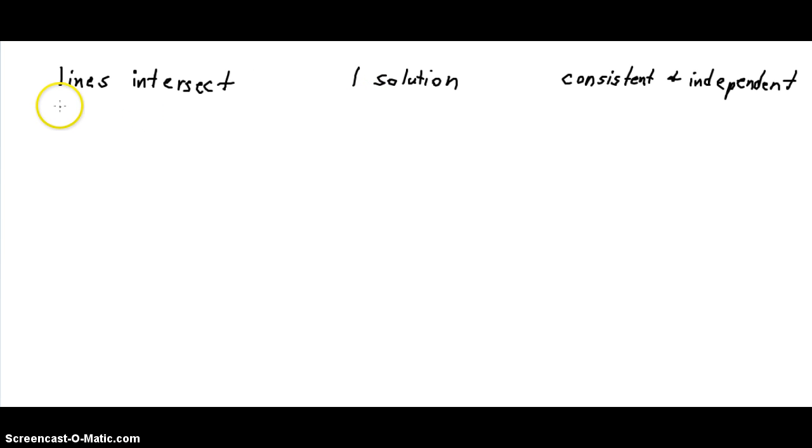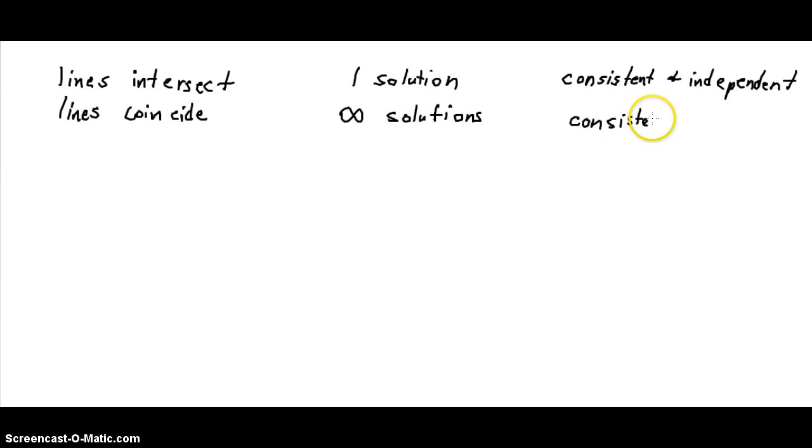If the lines coincide, in other words, that they're the same line, you're going to have infinite solutions. This symbol means infinity. So infinite solutions. Your lines are consistent with one another because they have a solution. But this time they're dependent on each other because they're the same line. They don't have just one solution.